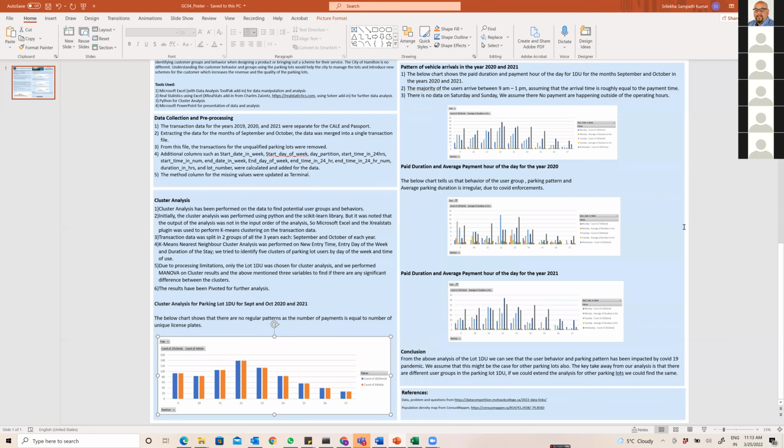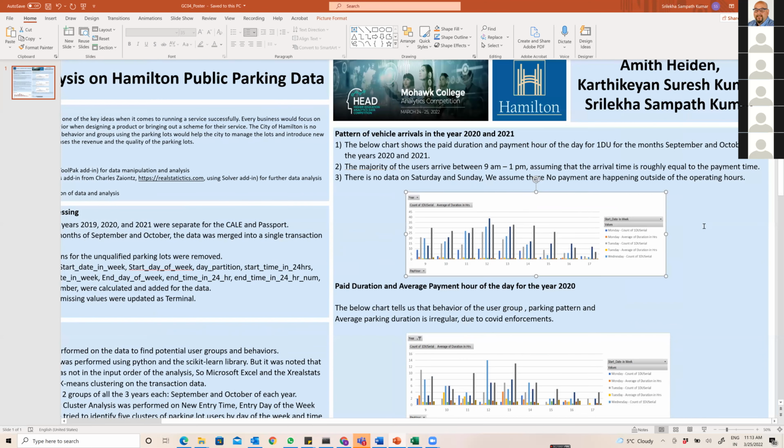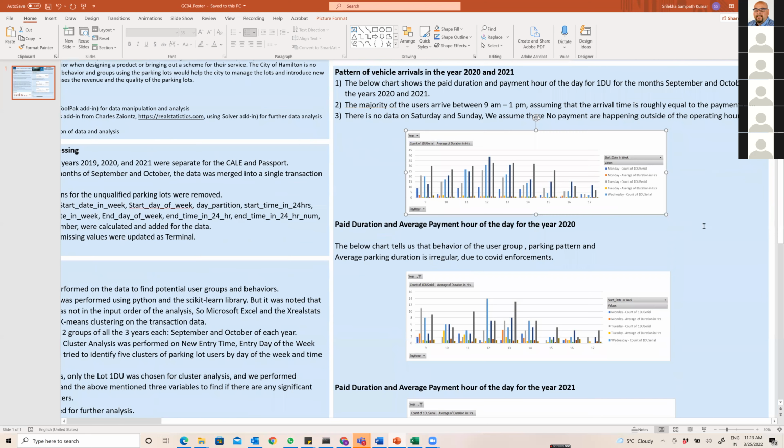Okay, so as you see, Amit has explained the cluster analysis. We did cluster analysis to find out the user groups for that particular parking lot 1DU, so that once we identify the user groups and their behaviors, we might be able to find the patterns in which they park. One of the best things to do is to find the user groups. What he has done so far is the payment hour based on the time. What I've done is combine all the data for 2020 and 2021 and try running the cluster analysis on it.